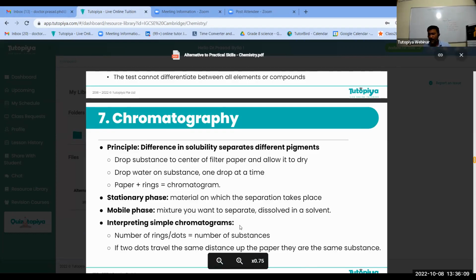You may be asked to do the chromatography of ink, or chromatography of a chlorophyll extract, or chromatography of blood, or chromatography of saliva, or any sample, any liquid. You can do chromatography. But what's actually meant by chromatography? Do you know what is chromatography?